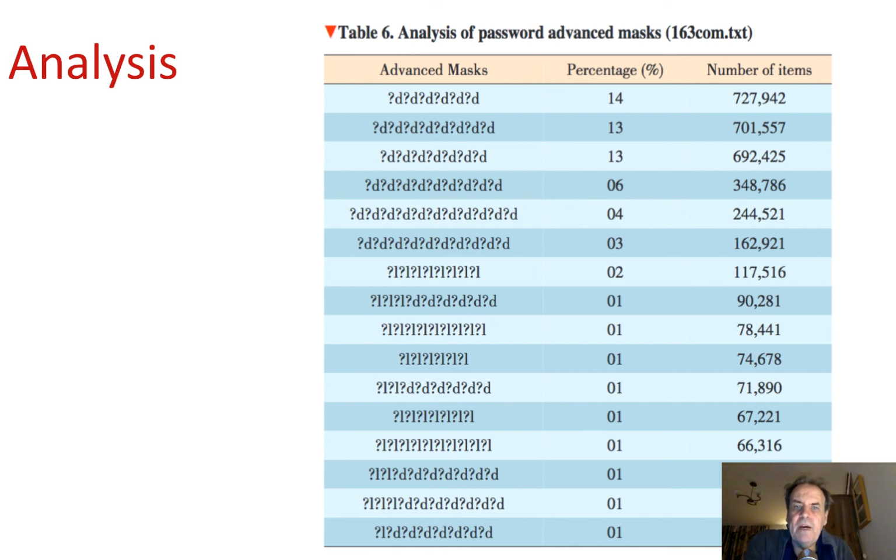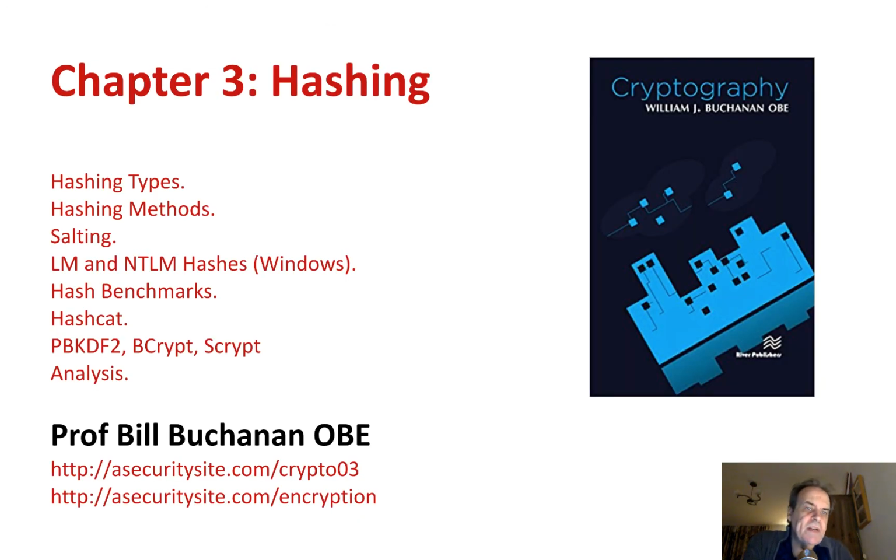For some of the advanced masks, the top mask was this one here, which has a number of digits, and that's obviously relating to something like 1, 2, 3, 4, 5, 6 and sequences of digits. Okay, so that's been an analysis of hash cracking, especially looking at Hashcat and some of the more difficult hashing methods. Okay, thanks.